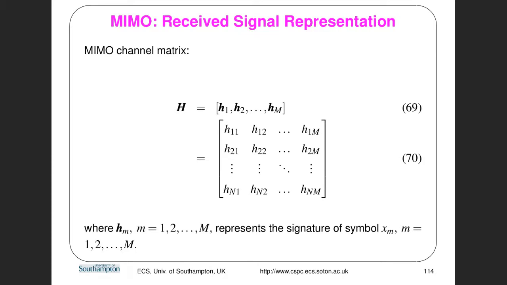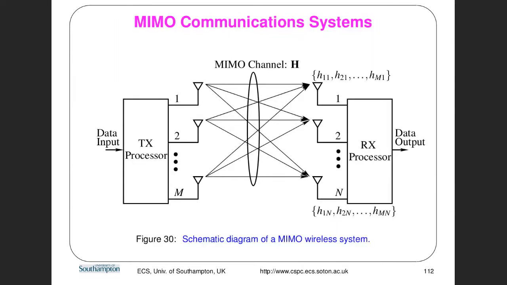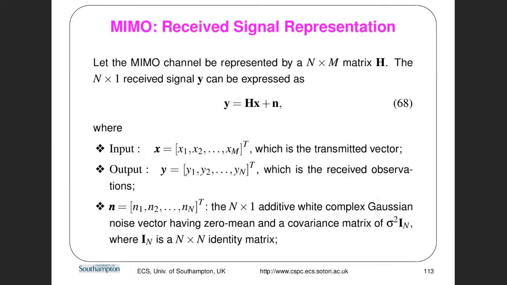So this is the fading matrix. For this example, I think we have M transmit antennas and N receive antennas. Anyway, this was also shown in the supporting document that I showed you last time on Friday.